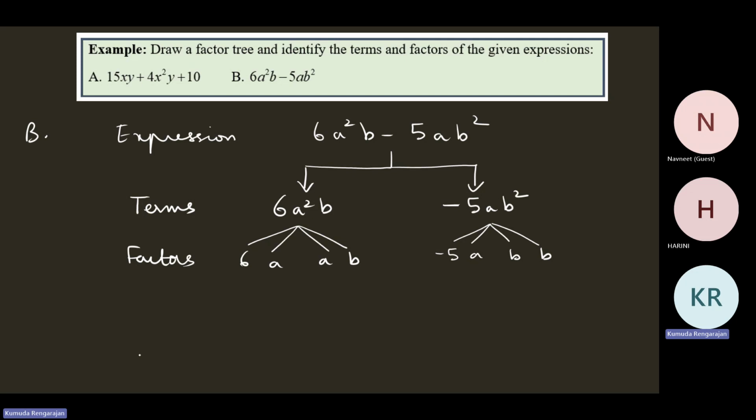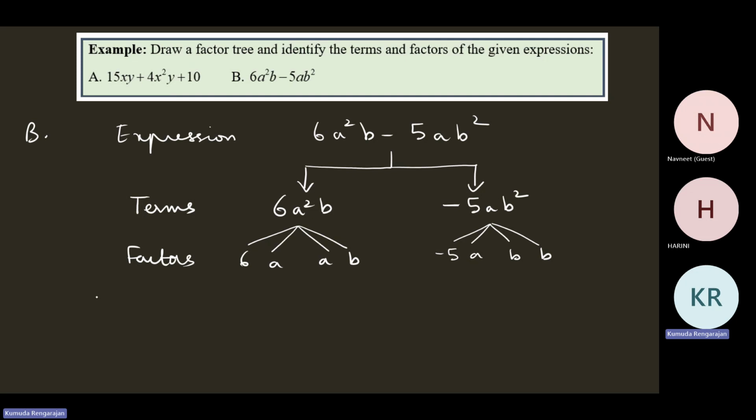So what is the question? You should draw the factor tree. Now what we have drawn is the factor tree. What the diagram you see is the factor tree. We have drawn the factor tree. And you should identify the terms and factors. So you must write now. See, factor tree we have drawn. What is the question? Draw the factor tree. Okay, we have drawn the factor tree. Identify the terms and factors.